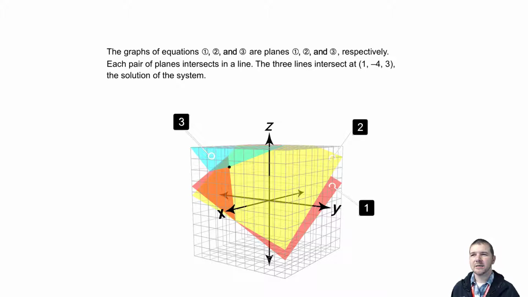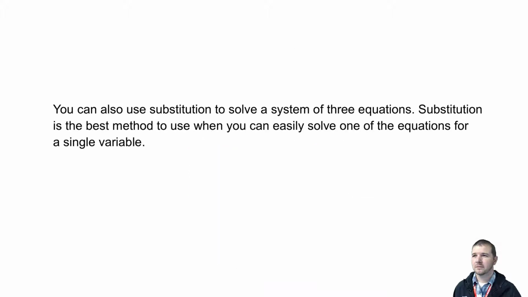Each pair of planes intersects in a line. The three lines intersect at our ordered triple, (1, -4, 3). That's the solution of the system.